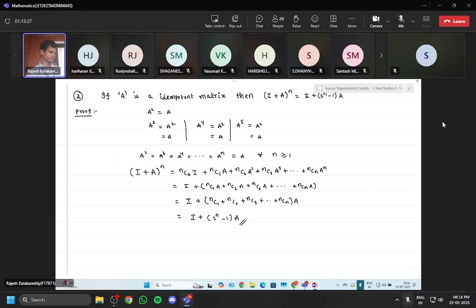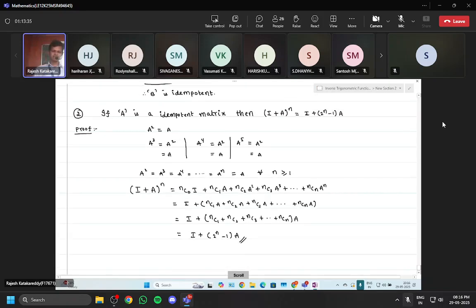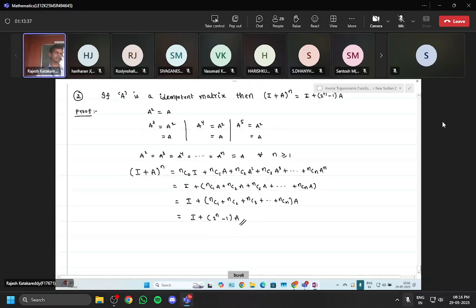I don't have any problems. The remaining are properties on trace only. If we don't know about trace, we cannot write them. I think earlier I mentioned that the identity matrix is both involutory and idempotent as well. That is periodic again.